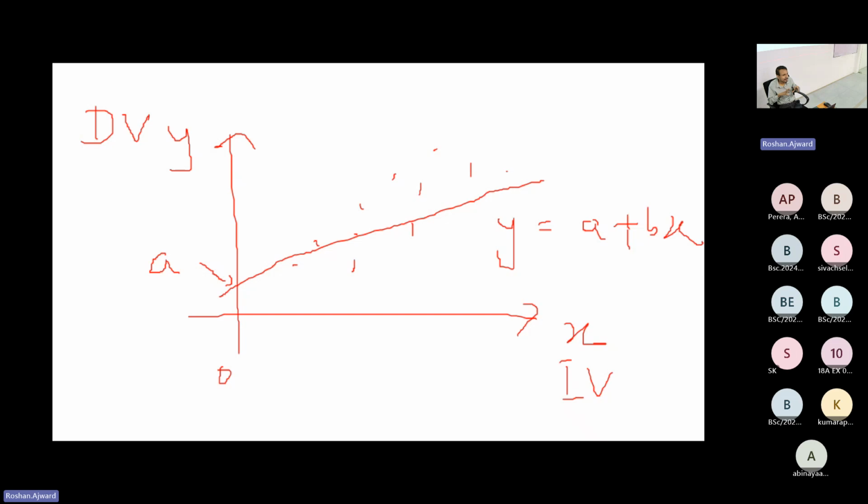Now what's X? What's the independent variable? Income. What's the dependent variable? Rice consumption. Likewise, we have to first understand what the independent and the dependent variables are.